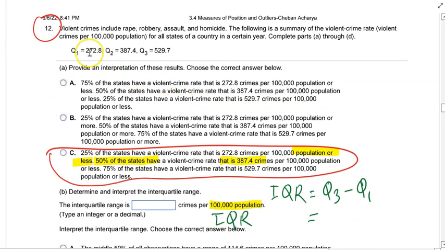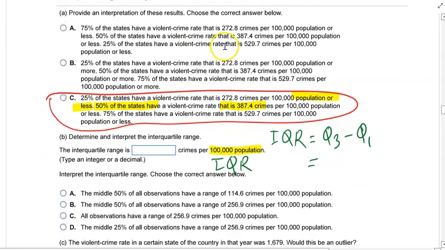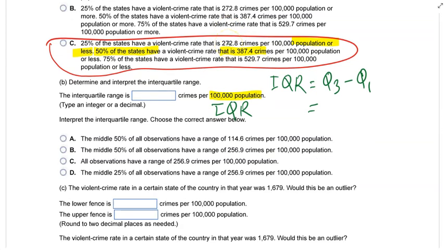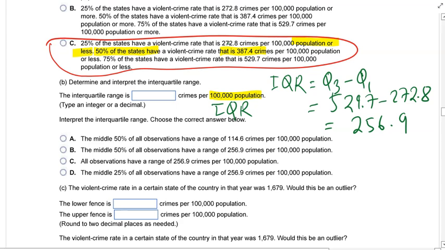Q3 is 529.7, Q1 is 272.8. Put it in the formula: 529.7 minus 272.8, and you get 256.9. Therefore, in this case, the interquartile range is going to be 256.9. And the next question, interpret the interquartile range.